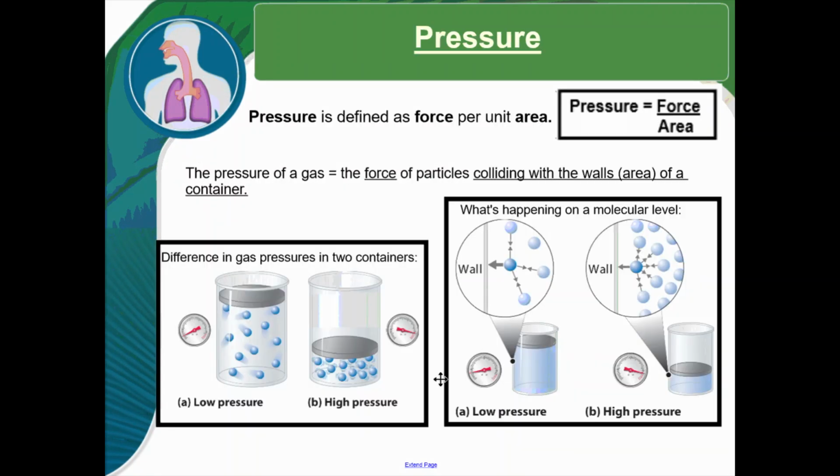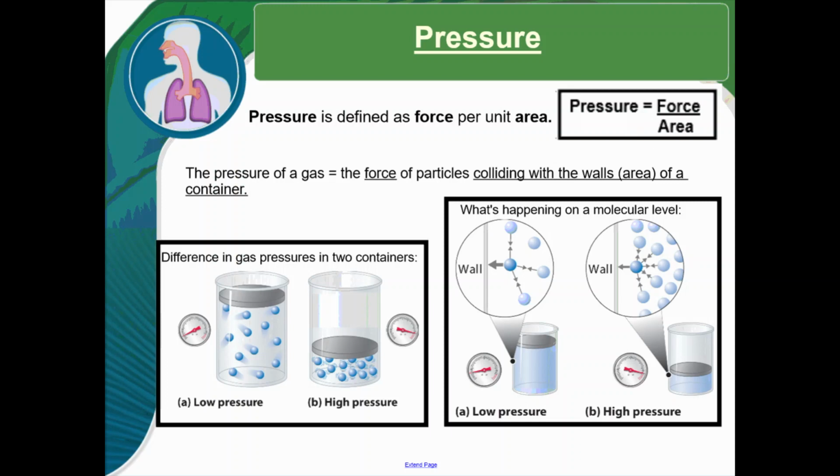One of the most obvious properties of a gas is that it exerts pressure on its surroundings. For example, when you blow up a balloon, the air inside pushes against the sides of the balloon, keeping it firm. Pressure is defined as force per unit area. We have the formula for that here. If you increase the pressure, you increase the force.